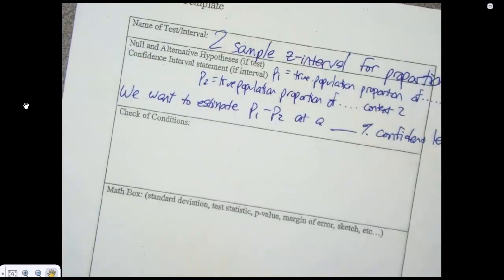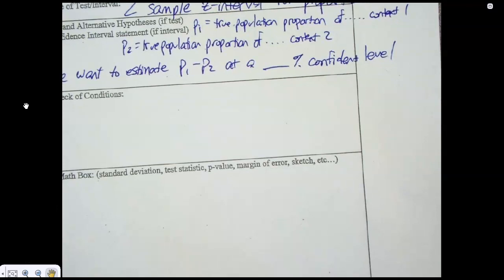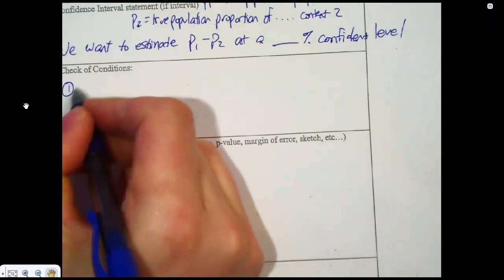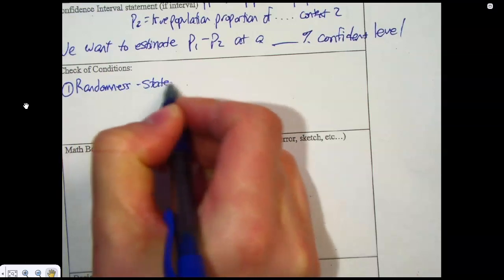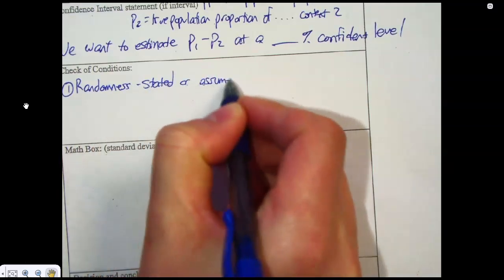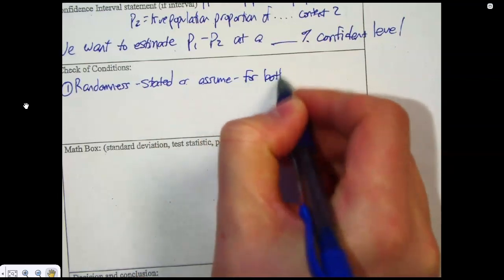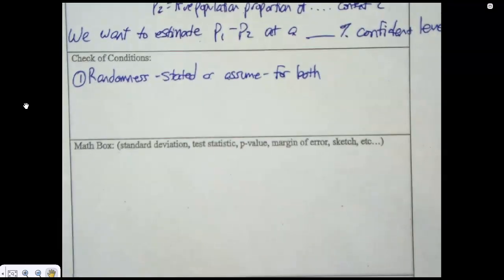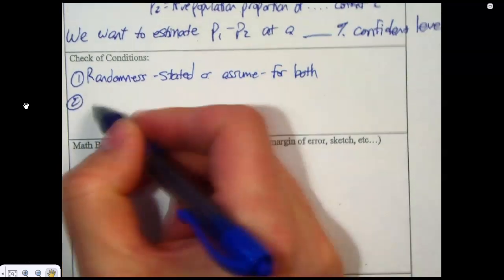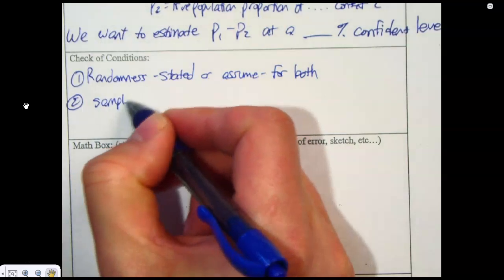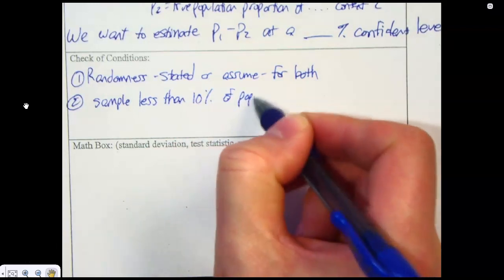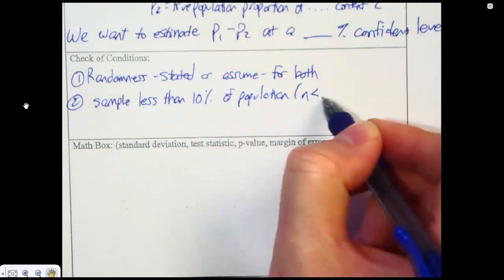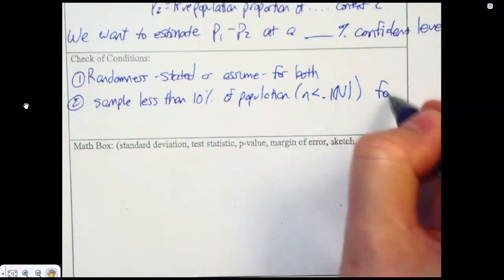Okay, check of conditions is the exact same thing it was before, but now the conditions have to apply to both. You're going to have two samples now. They have to apply to both. So randomness stated or assumed for both. Sample less than 10% of population, which is that n is less than 0.1 times N for both.